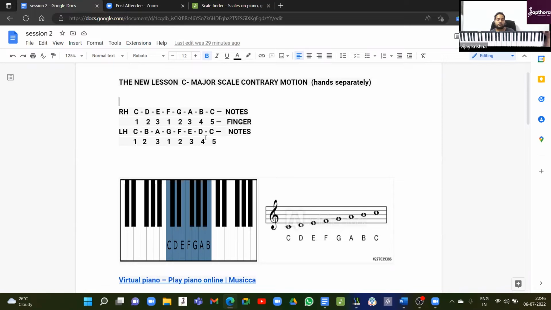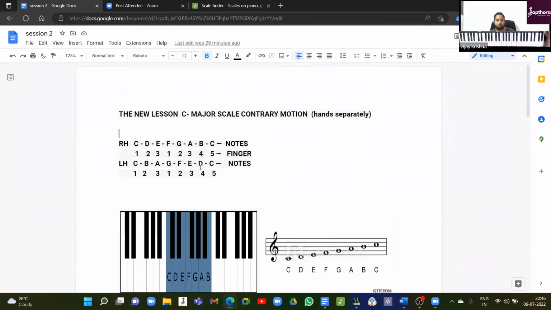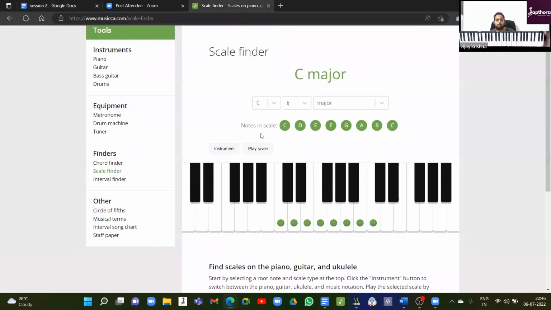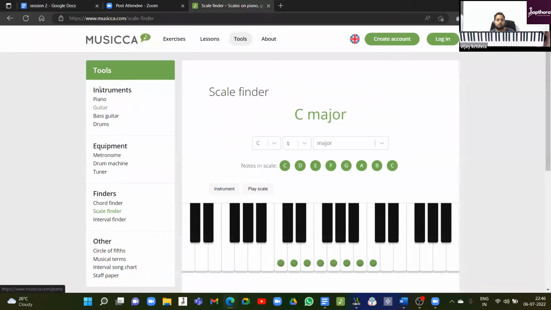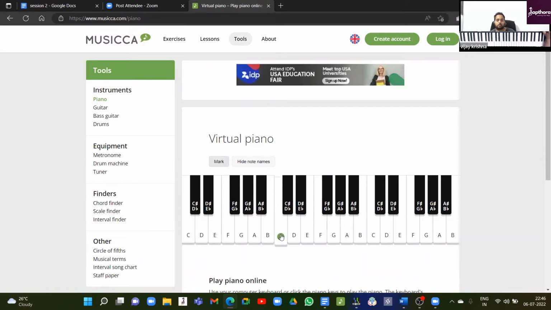So these are the finger numbers that we need to remember to play the lesson. And when we go to the virtual piano here, this is the position actually. So I'll click on the piano and here is the piano. So this is the position for the lesson, is C note.